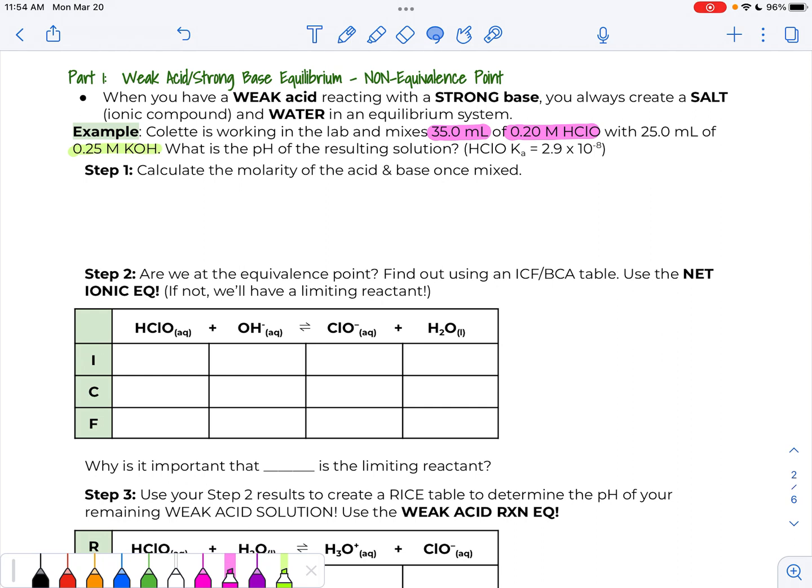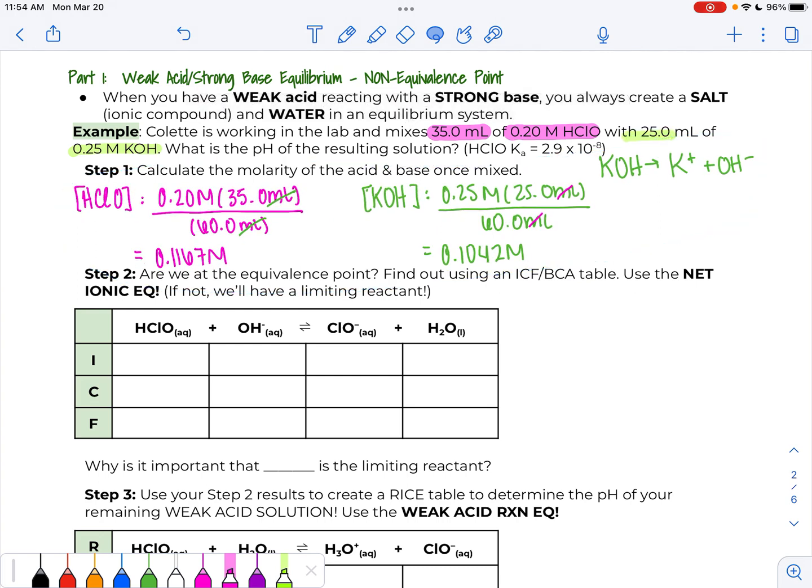So first things first, we want to calculate the molarity of the acid and the base once mixed. And we've done these problems a million times before, so I want you to try and just pause the video real quick. After mixing, figure out what the new molarities of our acid and base are going to be, and then come on back.